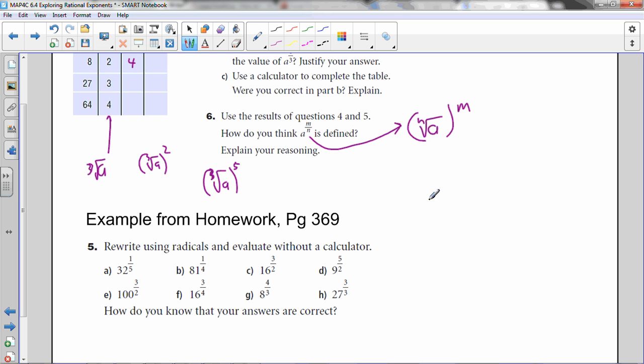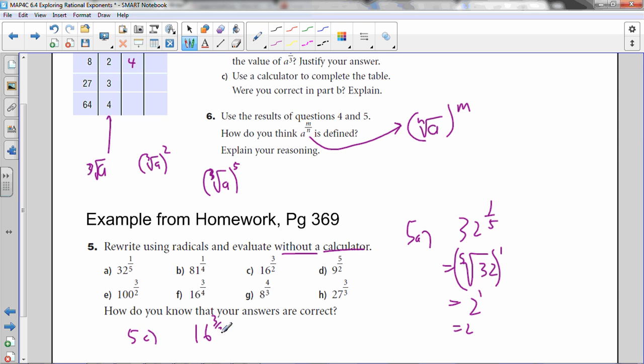So here, I'm going to do a couple of these. 5a, 32 to the exponent 1/5. Well, the 5 is the root. This is the 5th root. And then what's the 5th root of 32? A number times itself 5 times. If you can do it without a calculator, it will be easy peasy. So the 5th root, well, this is just 2. And the exponent is 1. Done.